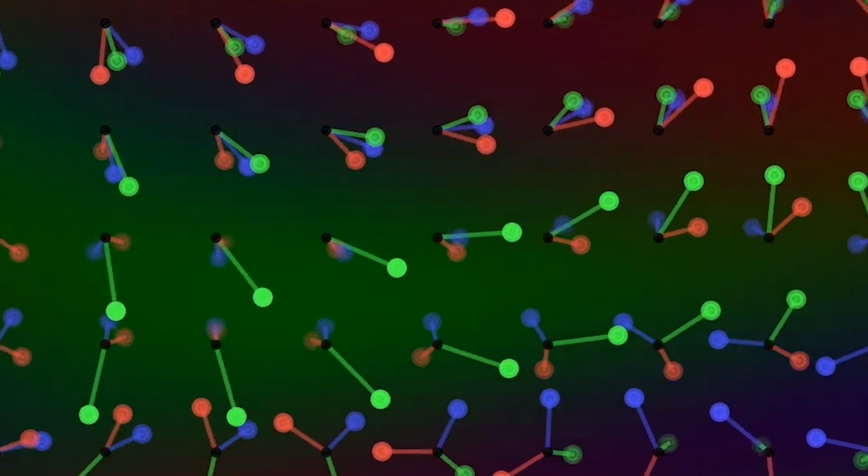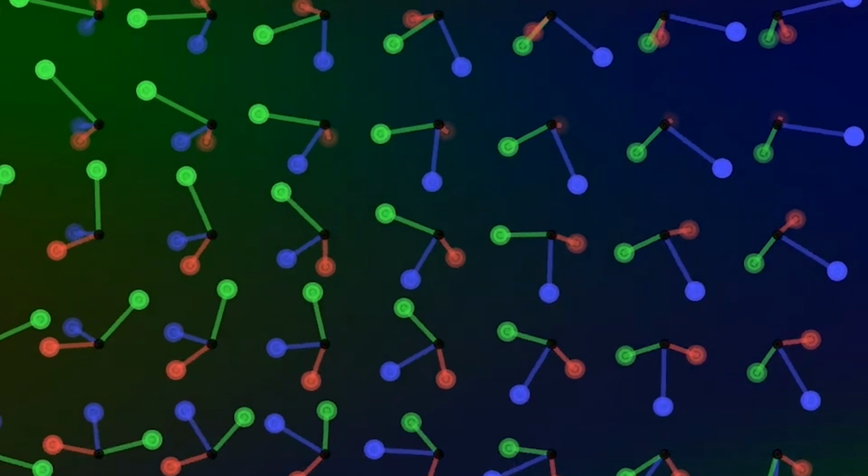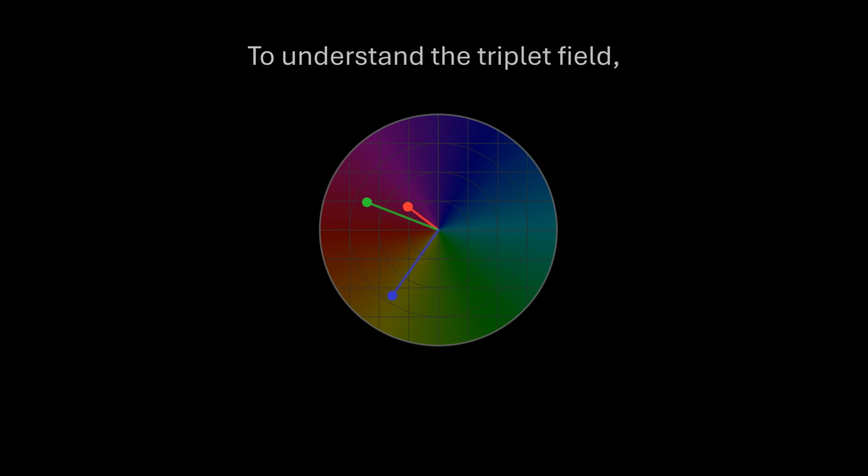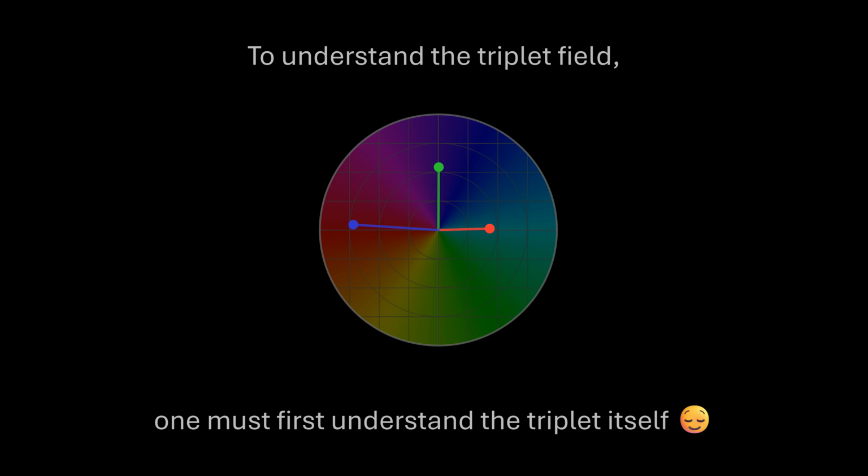All right, so let's go ahead and zoom in on a color triplet field, and we're going to go ahead and pluck out one triplet. Because to understand the triplet field, one must first understand the triplet itself. So, what even is a triplet, and how does it transform, and how can we describe what it means to do an SU3 transformation? Well, first, let's go back to basics and think about a single complex number.